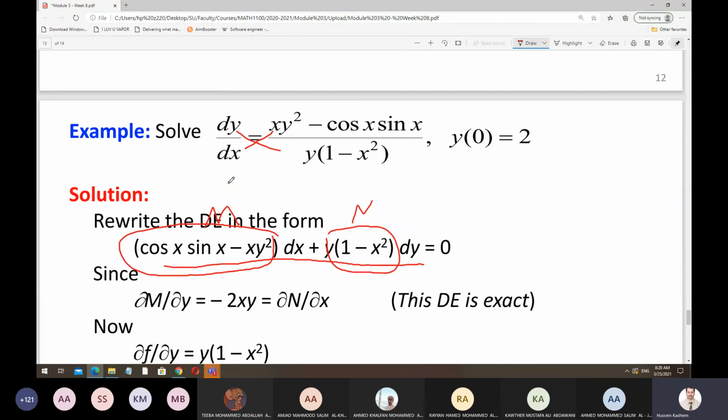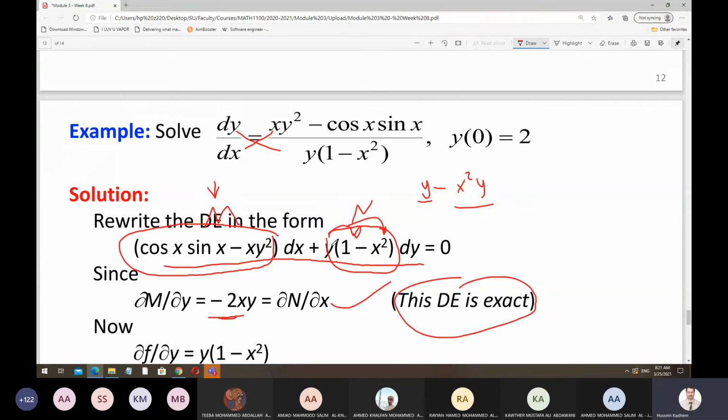I will differentiate M with respect to y. Just a minute, cosine x sine x, there is no y here, this is 0. Minus 2xy squared, with respect to y it will be minus 2xy. What about this one? y by 1, it will be y minus x squared y. When I differentiate with respect to x, this will be 0, and this will be minus 2xy again. Oh, it's exact, done, it's exact.